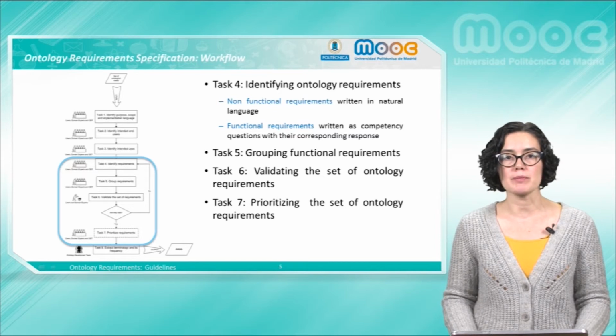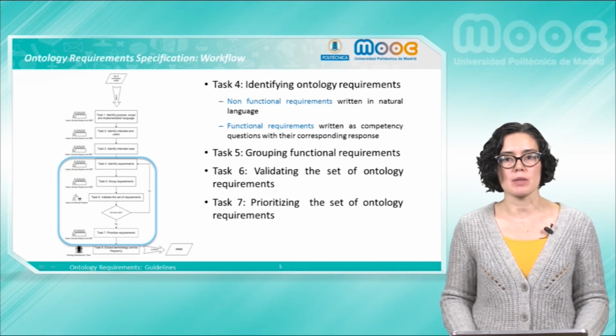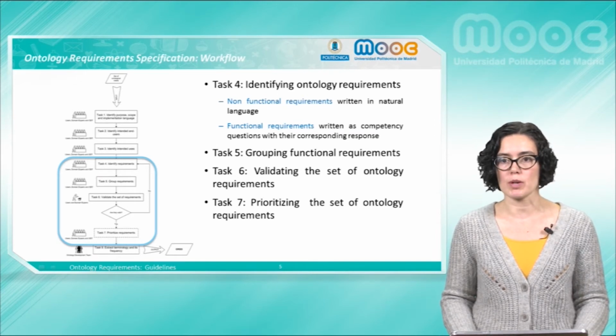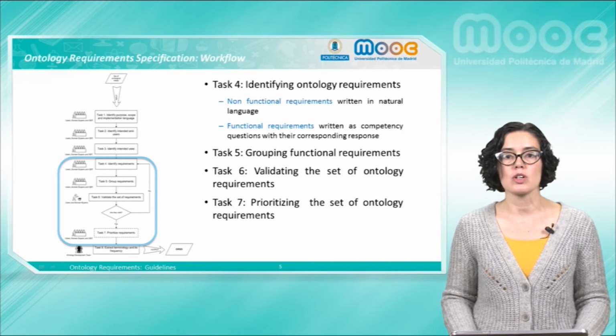After this grouping, the validation of the set of requirements should be performed. That is, potential conflicts between requirements, contradictory requirements, missing requirements, and so on should be identified. Thus, the objective of this task is to decide whether the set of requirements is valid.